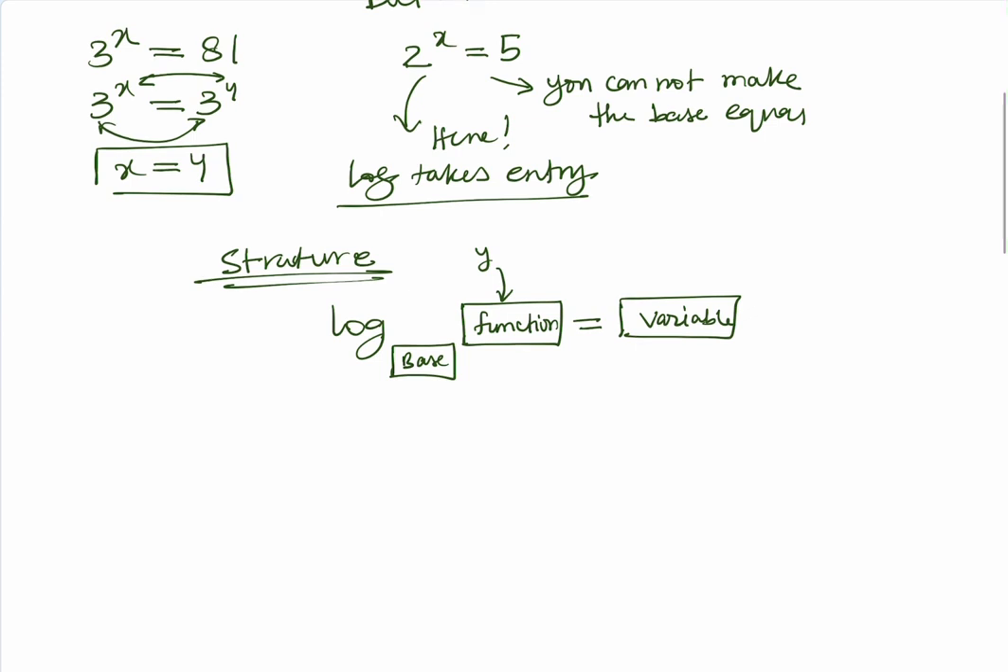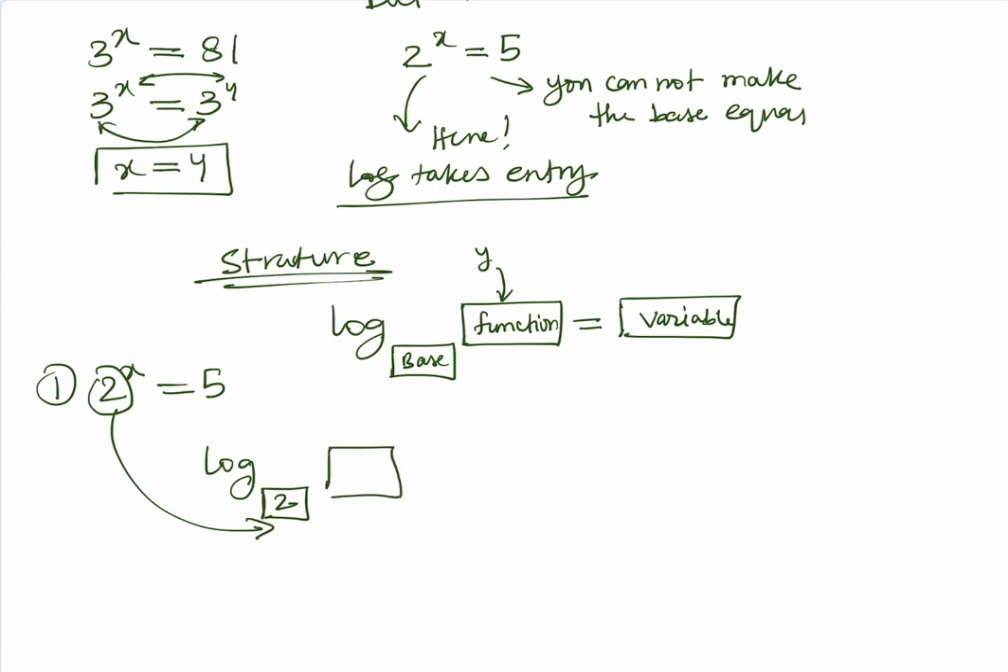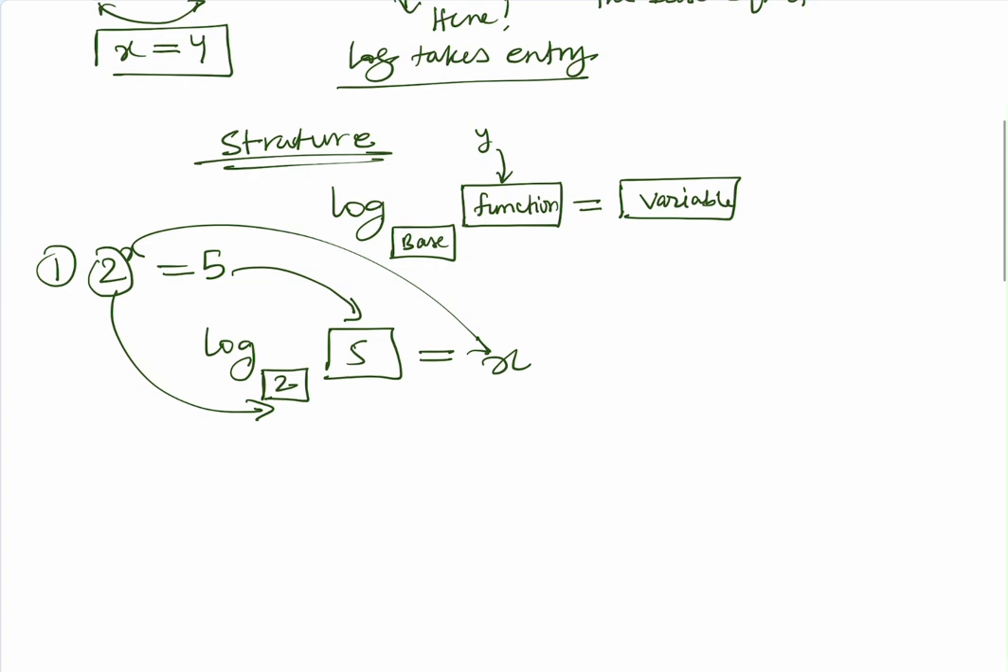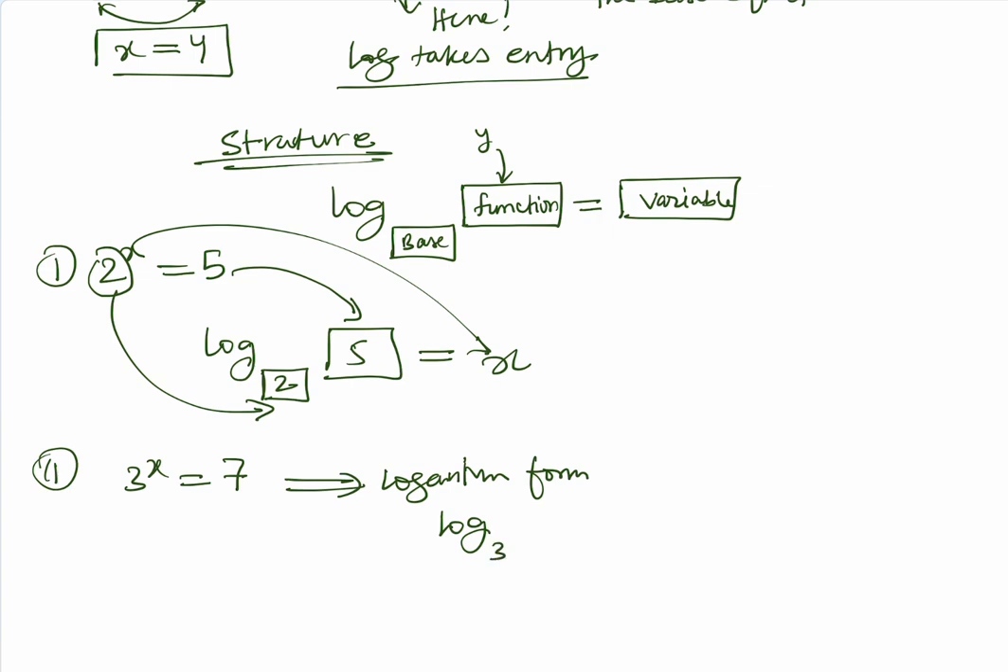So with respect to this, if we have, again, 2 power x equals 5, the base becomes the base of the log, that is 2. This is the y, the dependent function that we were getting here. So this 5 would come here, equals the variable x. Similarly, you can see 3 power x equals 7. I can write this in logarithmic form like this: log base 3 of 7 equals x.